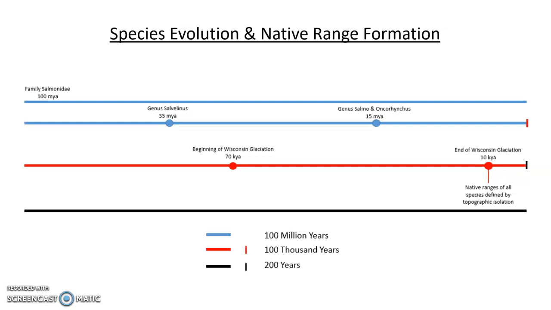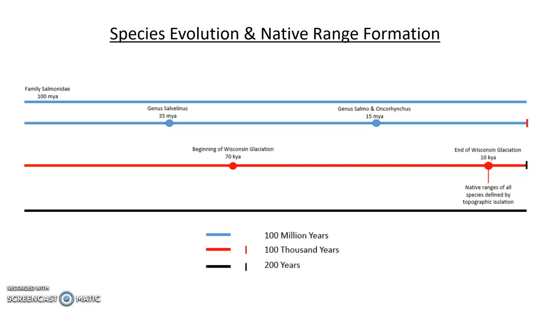We will begin at the beginning. Around 100 million years ago, the salmonids broke away from the evolutionary tree to form the family that contains all modern genus and species of trout and salmon. Somewhere around 30 to 40 million years ago, the genus Salvelinus broke off to form what we now see as brook trout, lake trout, and Arctic char.